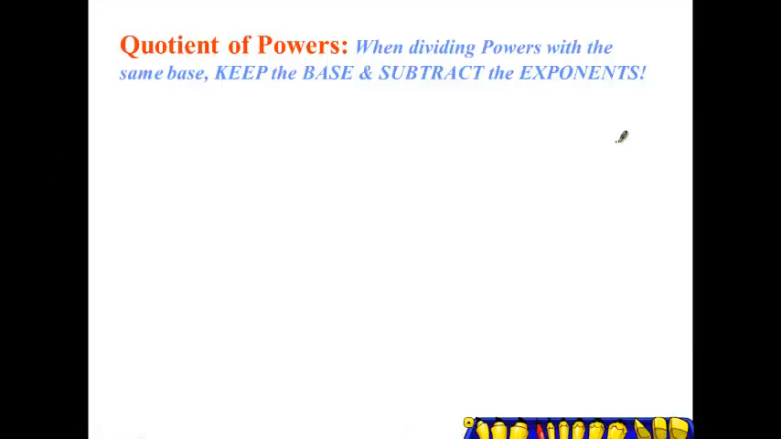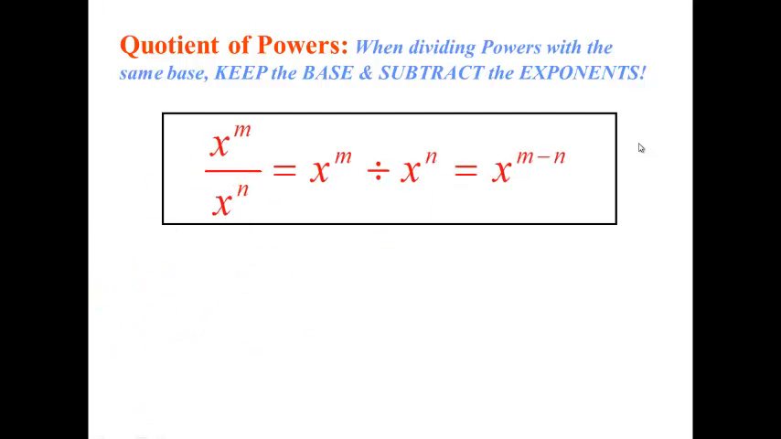Next property is quotient of powers. So when dividing powers with the same base, keep the base and subtract the exponents. So here is the rule that we have to follow. x^m divided by x^n is equal to x^(m-n). Just copy the base, keep the base, and then we subtract m minus n.